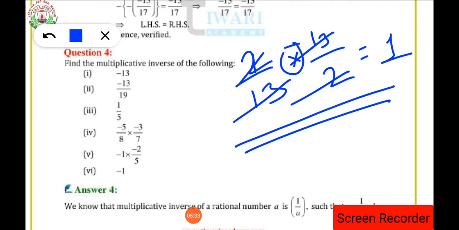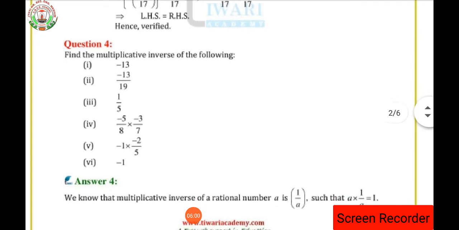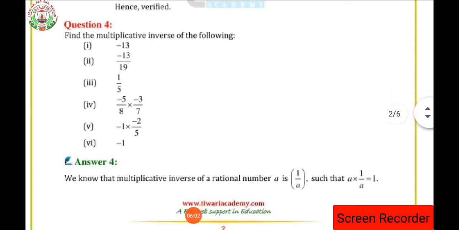Okay, so this is known as a multiplicative inverse. Have you understood what we mean by a multiplicative inverse? So here, find the multiplicative inverse of the following: first minus 13, second minus 13 by 19, third 1 by 15, fourth minus 5 upon 8 into minus 3 by 7, fifth minus 1 into minus 2 by 5, sixth minus 1. So this is the multiplicative inverse of a rational number. So let's see a definition. In the short form a definition is given.